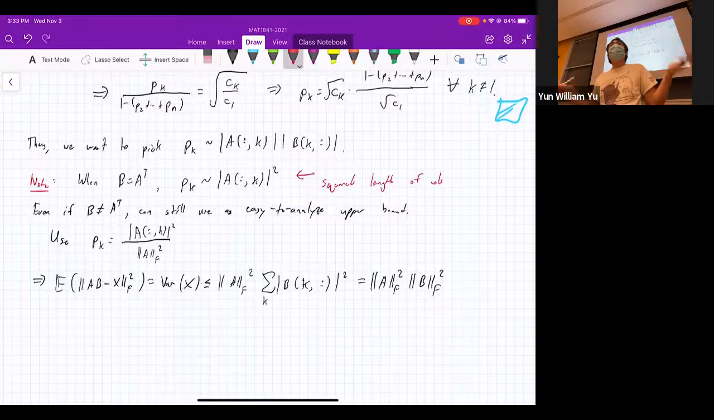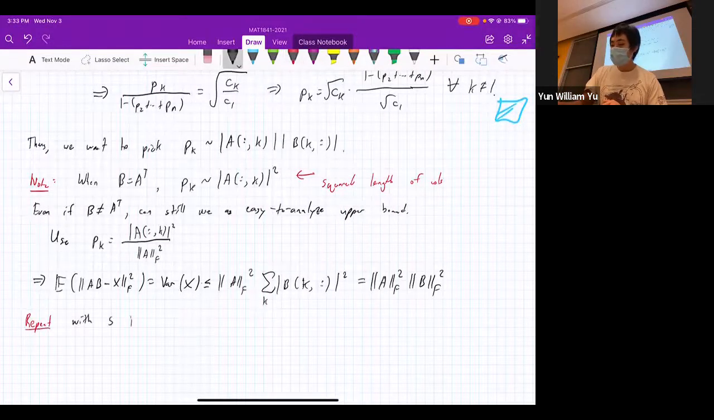And now that we know an upper bound on the variance, we can use our standard trick of doing this many times. Right now our random variable x is just taking a single row and column as a sample, and saying that's about your original matrix. That's not quite true. But if you do this many times, you can bring down the variance. That's the standard thing we're going to do. We're going to repeat and average. So repeat with s independent trials.